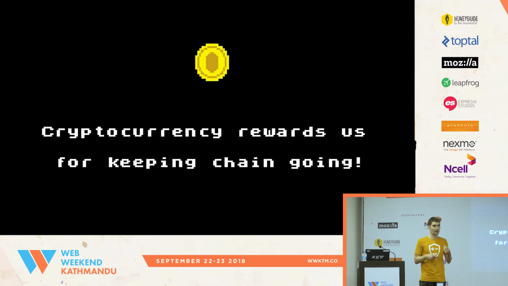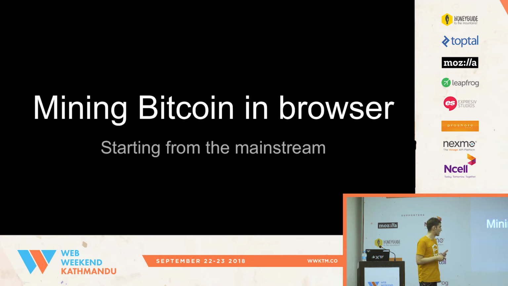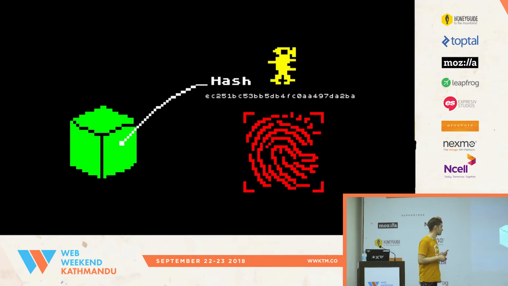Okay, yeah, so you solve the task, you put a block into the chain, and then the blockchain of cryptocurrency rewards you with some cryptocurrency for keeping the chain running, because you're essentially making this proof of work mechanism live, and you prevent a network, you prevent a chain from being overcrowded, let's say.